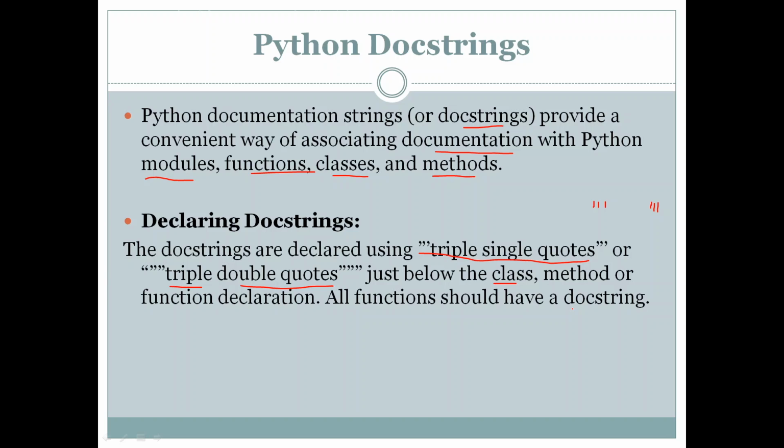Some of the functions which we have used earlier have a docstring enclosed in triple quotes, and a docstring is totally different from comment lines. Comment lines in Python are usually marked with the hash symbol, but docstrings are declared using triple single quotes or triple double quotes.